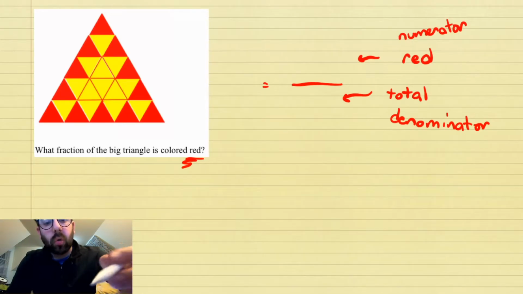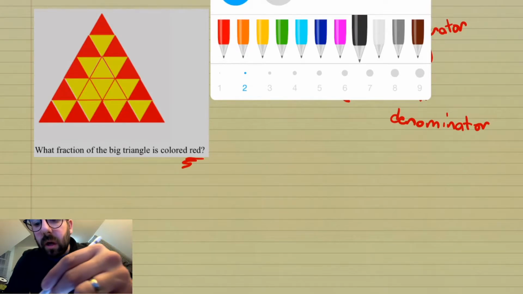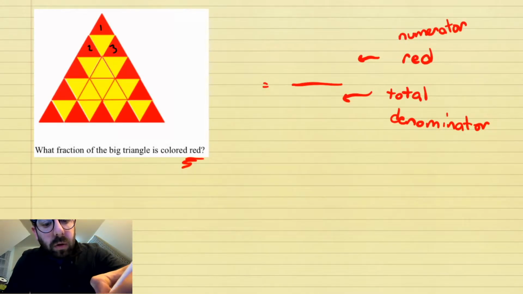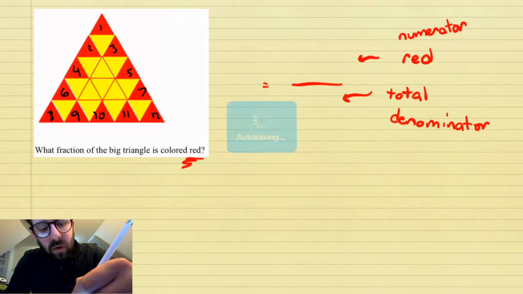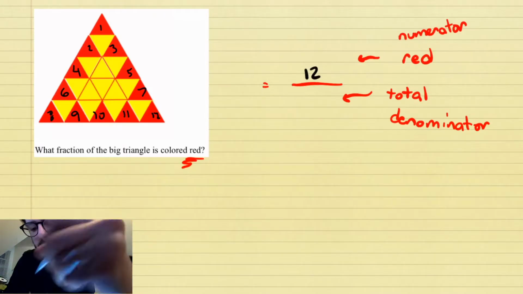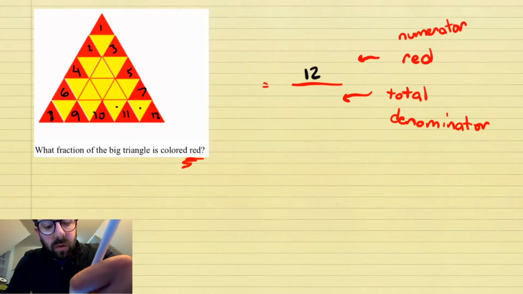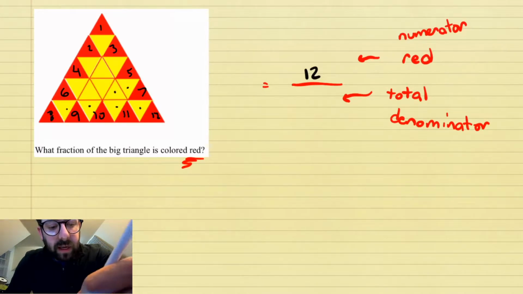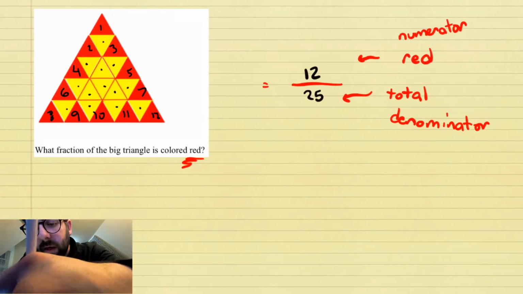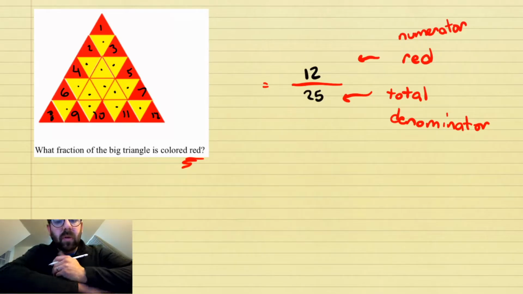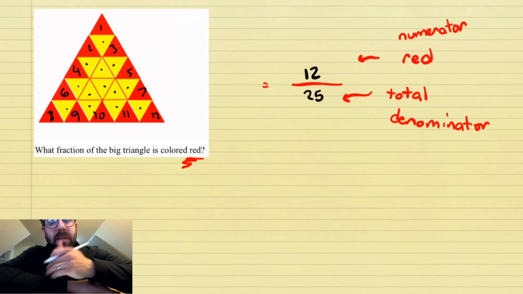So again, let's count how many total reds there are. Let me change this color up so we can actually see it. 1, 2, 3, 4, 5, 6, 7, 8, 9, 10, 11, and 12. So there's a total of 12 that are red. Now we've already counted 12, so all we have to do is count the yellows and add them in. We're currently at 12, so 13, 14, 15, 16, 17, 18, 19, 20, 21, 22, 23, 24, 25. So there's a total of 25 triangles that are of the same size.